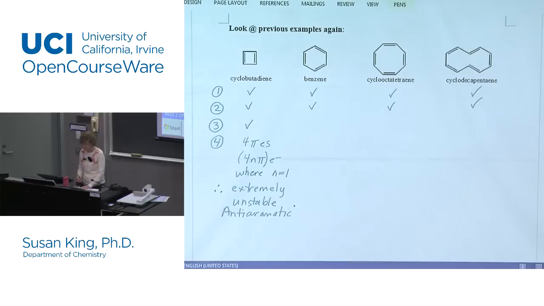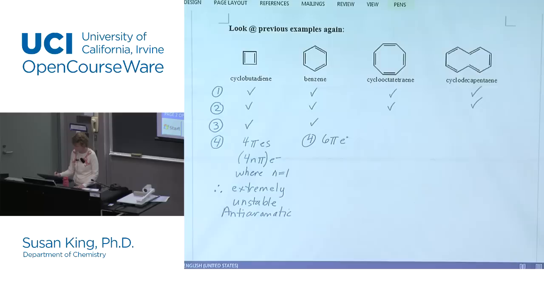Okay, so we know benzene's aromatic, but let's see as we go through whether it satisfies the rules. So the third rule was, is it planar? If all atoms in the ring are sp2 hybridized and it's a six-membered ring or below, it is planar. So this satisfies rule number three. And then we count electrons. There's two for every pi bond. So we have six pi electrons.